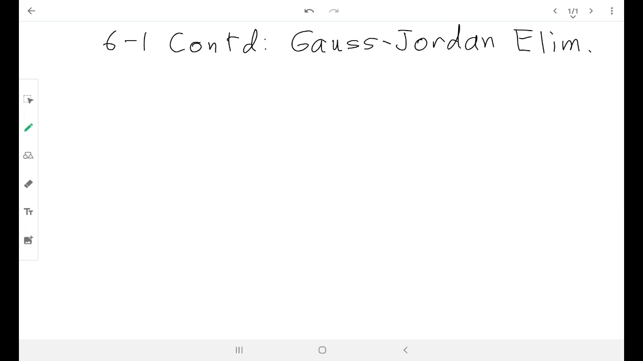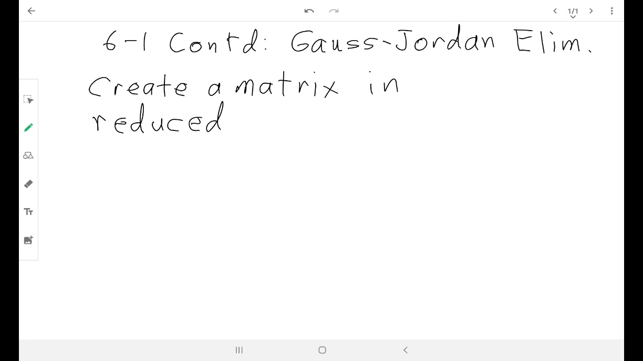Okay, so we're going to continue the 6-1 notes for matrices. This is the 6-1 section, multivariable linear systems and row operations. And now we're going to talk about Gauss-Jordan elimination, where we are going to create a matrix. It's an augmented matrix in what's called reduced row echelon form.